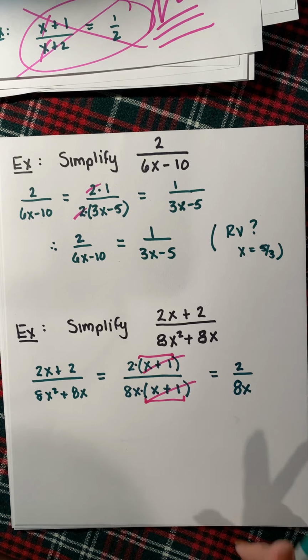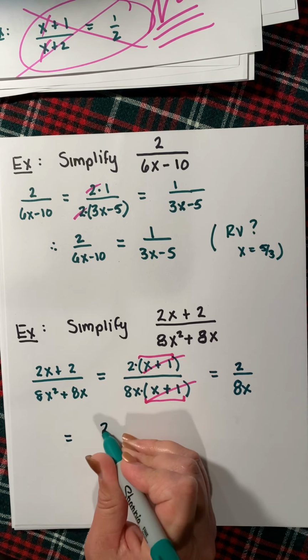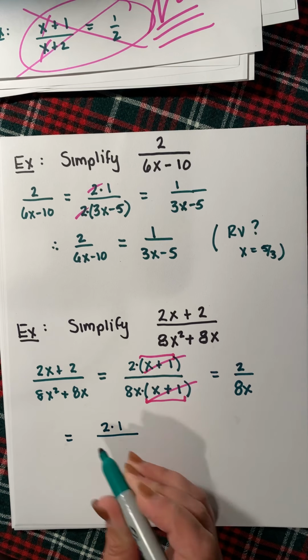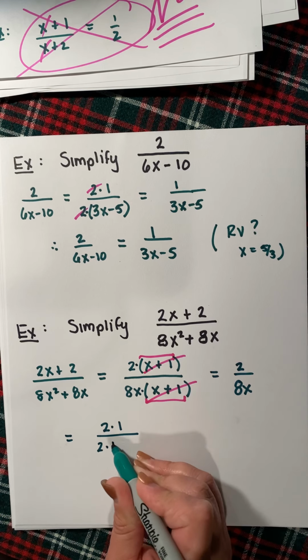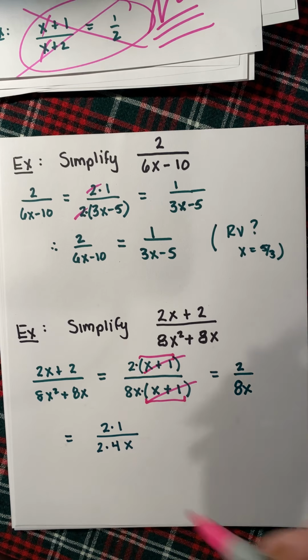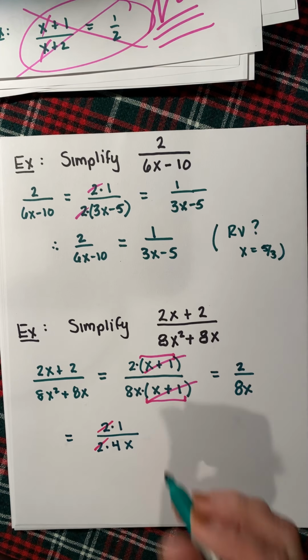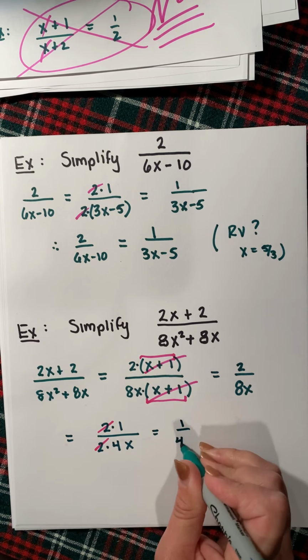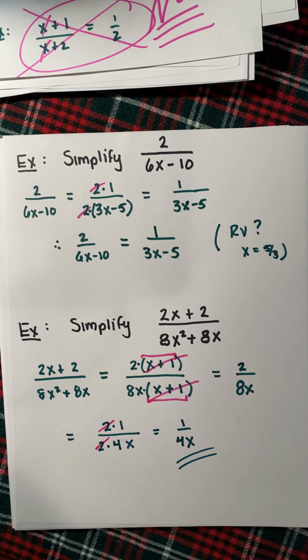But we're not done because 8x also has a factor of 2. So I can write 2 as 2 times 1 and 8x as 2 times 4x. Cross off the common factor of 2 and we get 1 over 4x. So that would be my final answer. 2x plus 2 over 8x squared plus 8x simplifies nicely down to 1 over 4x.